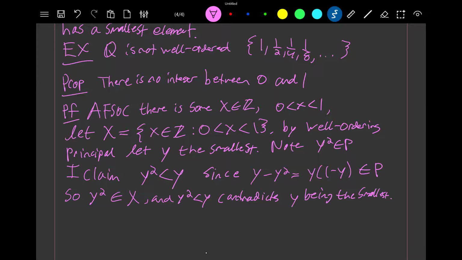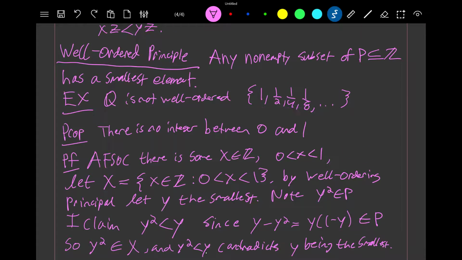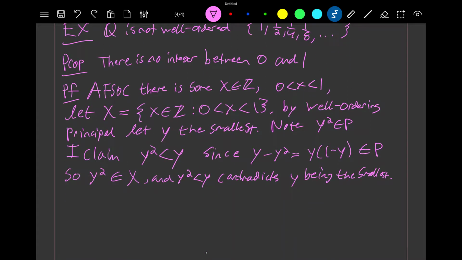So this kind of rules out the scenario up here with the rationals where we just looked at all powers of 1/2 because they keep getting smaller. And since there's no integer between 0 and 1, this tells us that we have discrete steps, kind of like the number line. So it's like 0, 1, 2, 3, etc. So this is what the natural numbers, or what the integers, are.